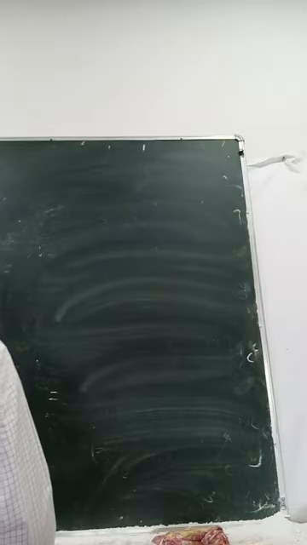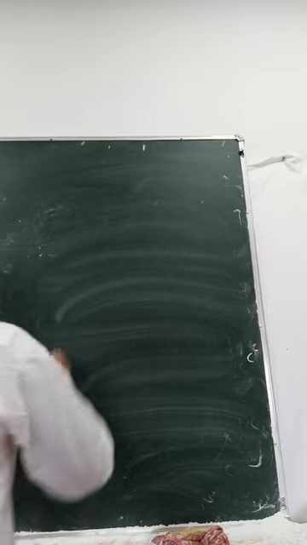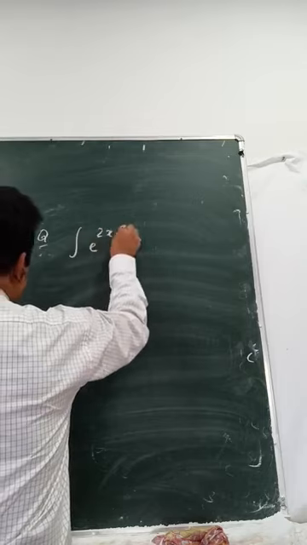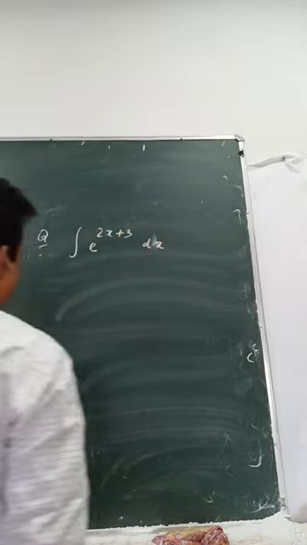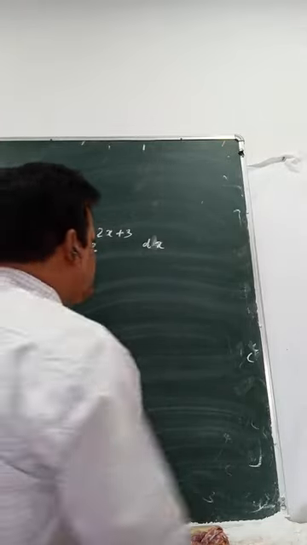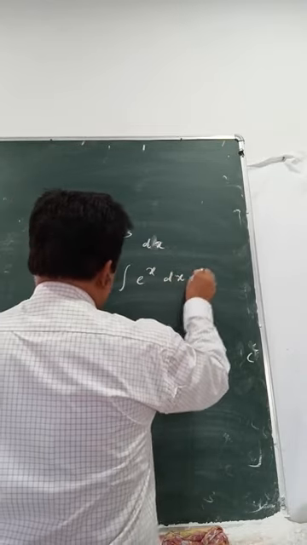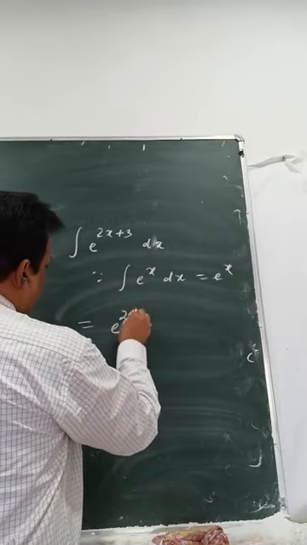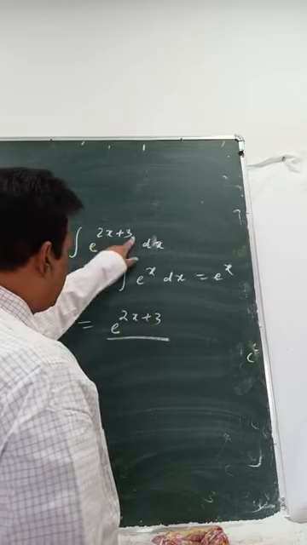If I take another question, e to the power 2x plus 3 dx. This you can do directly without substitution, because I told you e to the power x integration is e to the power x, but this will be e to the power 2x plus 3. In place of x you have got 2x plus 3.